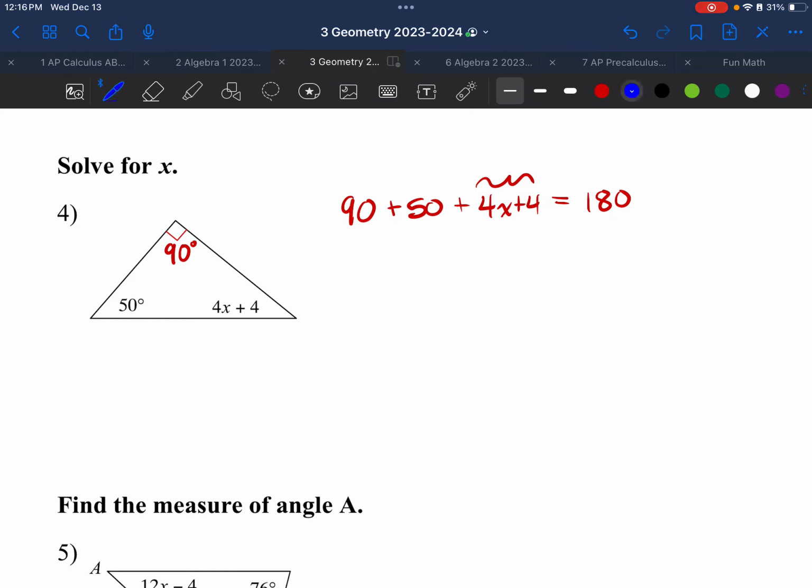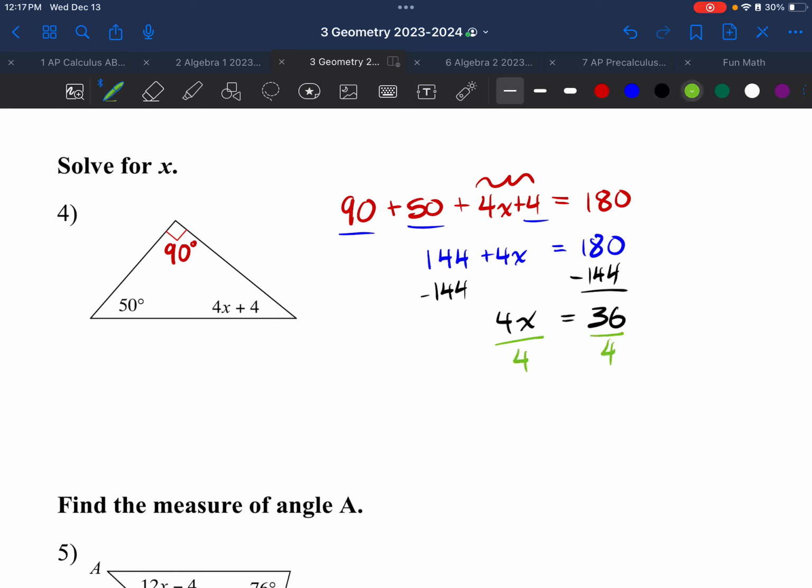So let's combine like terms. 90, 50, and 4 add up to 144. Don't forget we still have a 4x, and that's equal to 180. I can subtract 144 on both sides. That's going to be 36 is equal to 4x. And then finally, you can divide by 4, and x is equal to 9.